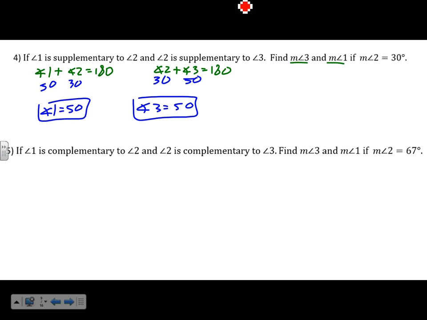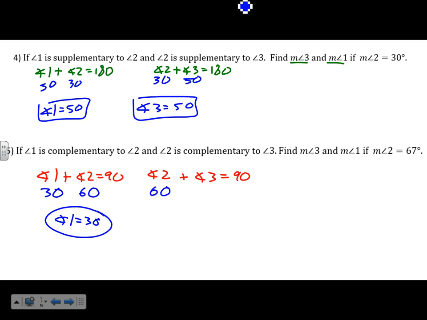And then number 5, the last one: angle 1 is complementary to angle 2. Angle 2 is complementary to angle 3. What's complementary? We add. Find angle 3 and angle 1 if angle 2 is 60. So angle 2 is 60. That means angle 1 is 30 because it adds up to 90 degrees. And angle 3 also has to be 30. That adds up to 90 degrees.